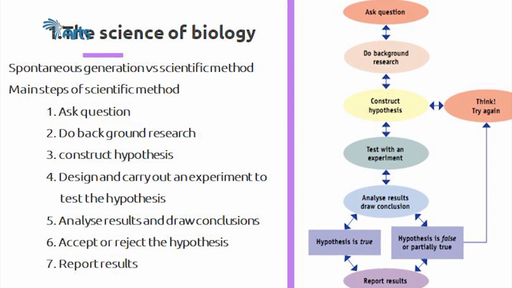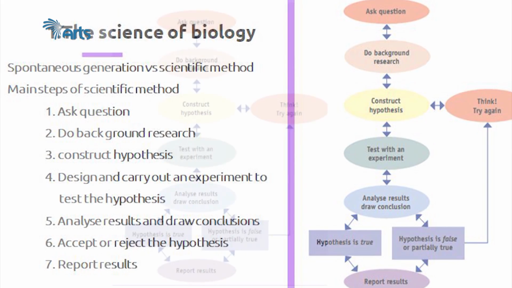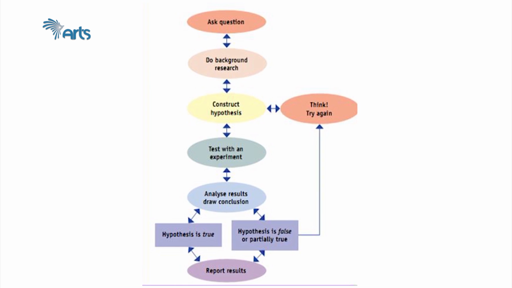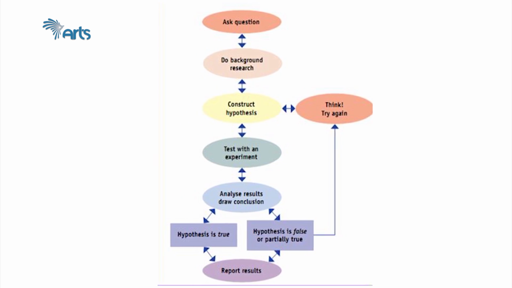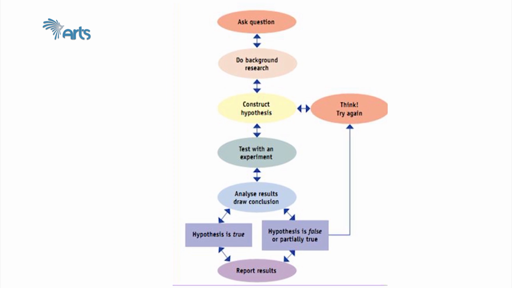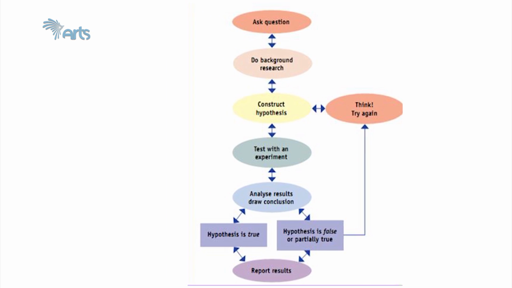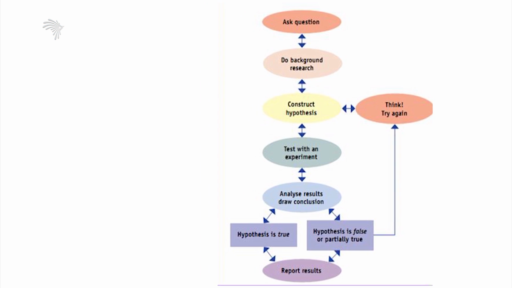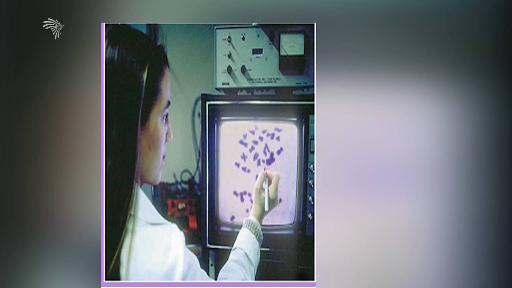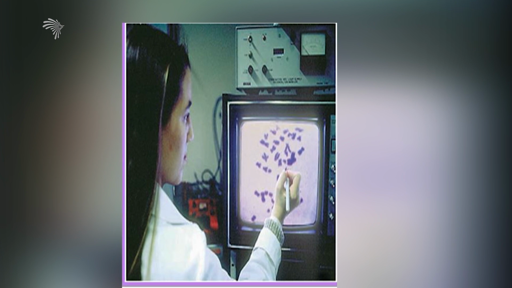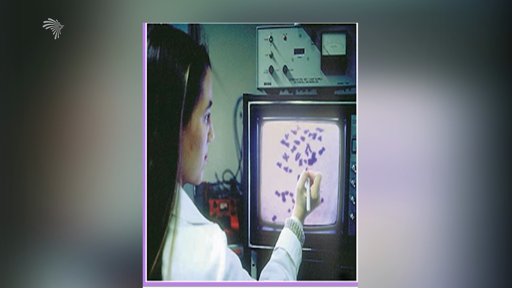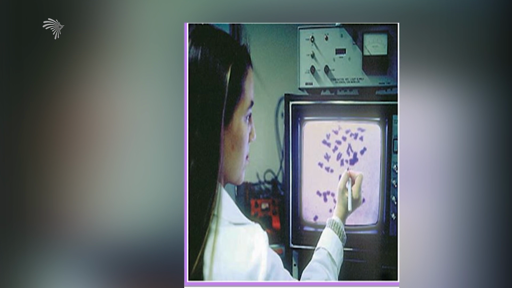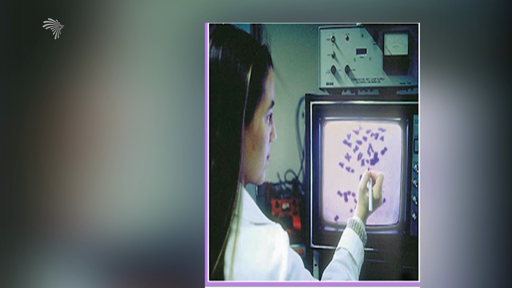Then fourth, test with an experiment. So the hypothesis should be tested with experimental work in the lab. And next, there is analysis of results. The result obtained from the experimental work should be analyzed into certain data form. Then the investigator or scientist arrives at a conclusion. If the hypothesis is true, it is reported to the rest of the world through journals and scientific magazines, and the world gets the information in knowledge form.